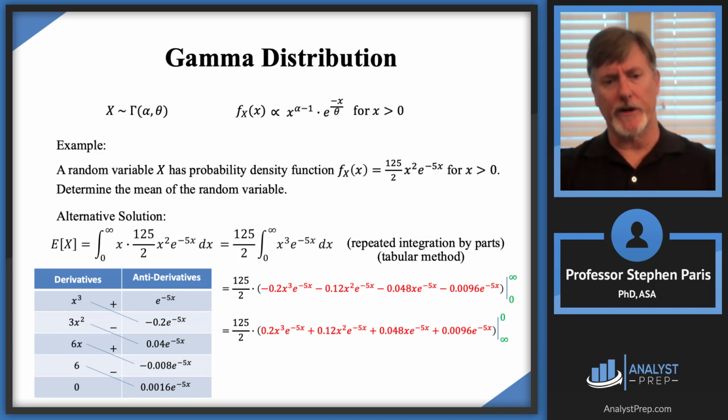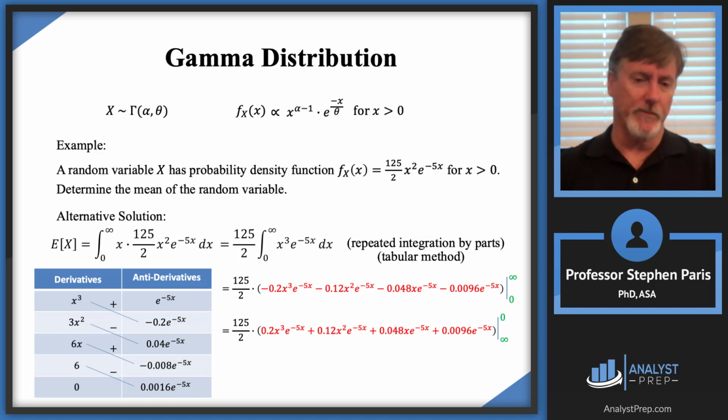And now at this point, what I want you to notice is that if you plug in a 0 for x, then every term in the parentheses has an x in it, except for the last term. So when you plug in a 0, all the terms are 0 except that very last term, and that very last term I get a 0.0096 times e to the minus 0, which is just a 1, so I just get a 0.0096.